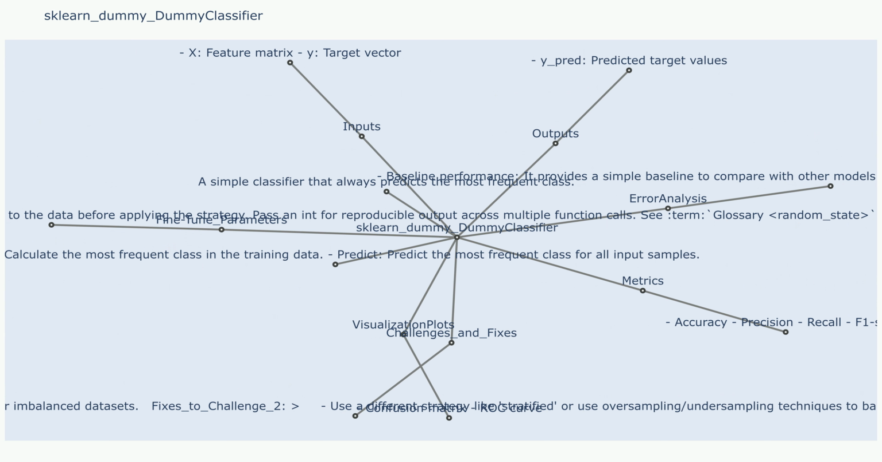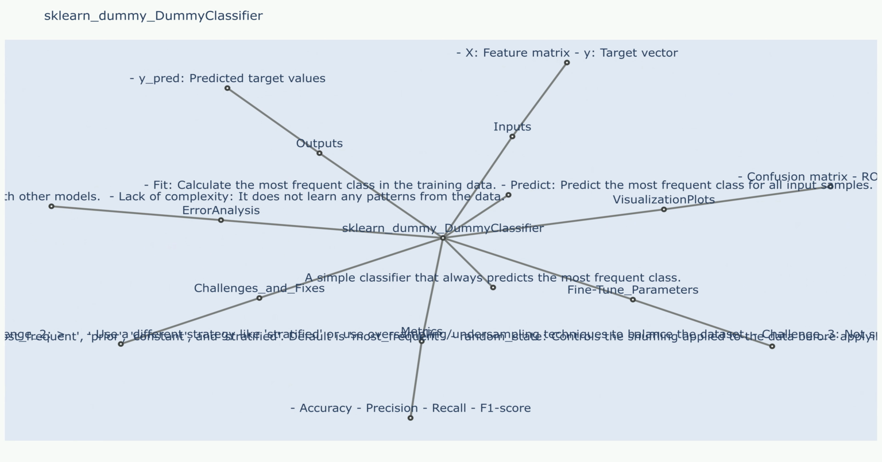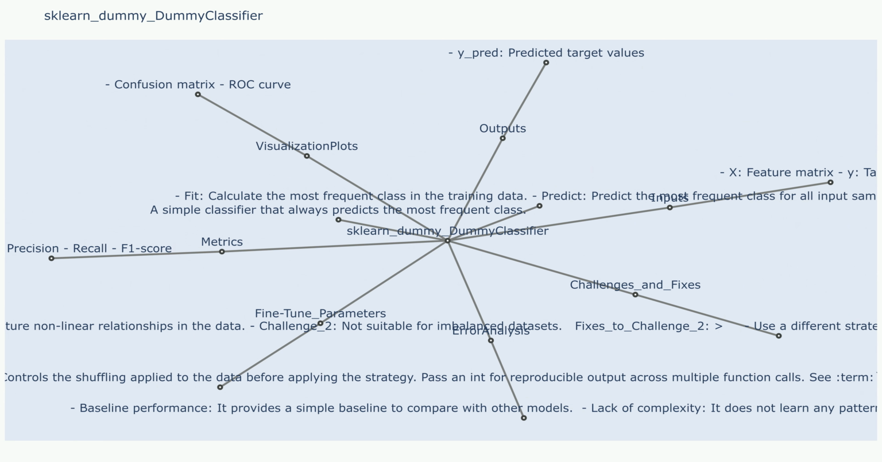Precision: ratio of correctly predicted positive instances to the total number of predicted positive instances. Recall: ratio of correctly predicted positive instances to the total number of actual positive instances. F1 score: harmonic mean of precision and recall.